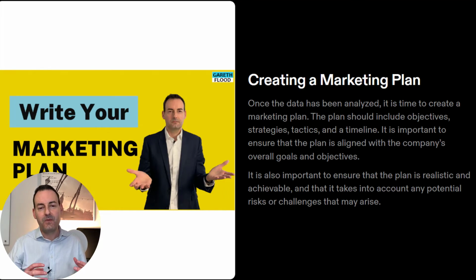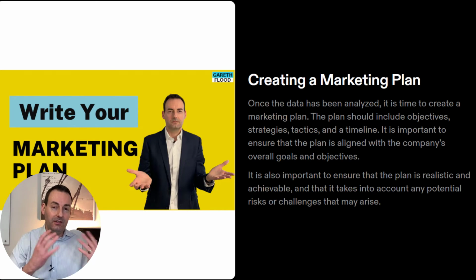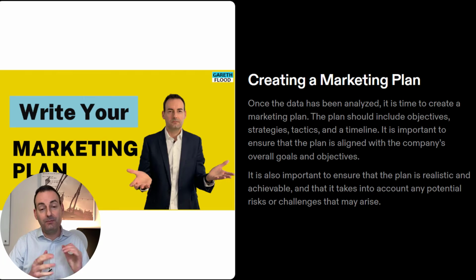And lastly, once the data has been analyzed, we're getting towards the goal. It's time to create the marketing plan. So again, I've done this whole other video about how to write your marketing plan. I'll put the link to that in there. So you get your data, you get your market information, you get the insights, you start writing the plan. So the plan obviously includes your objectives, your strategies, your tactics, and a timeline to implement. And it's important to ensure that the plan is aligned to the company's overall goals and objectives.